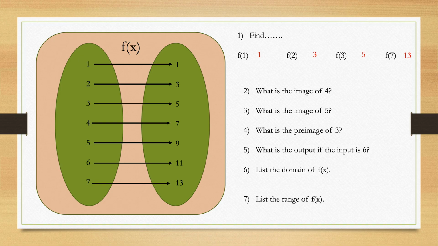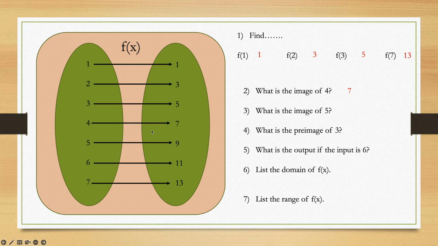So, in the beginning, numbers 1 through, or the first 4, we were really looking at seeing if you can just interpret what the picture is telling you. Now we're learning a little bit about the language of functions. What is the image of 4? We start with the 4. The image of it is 7. That's what it turns into, the output of 4.